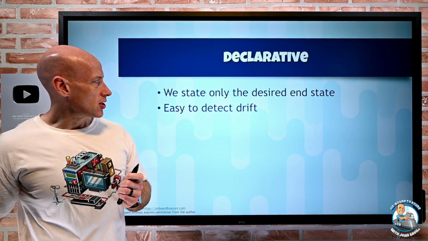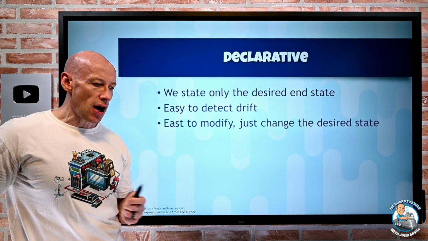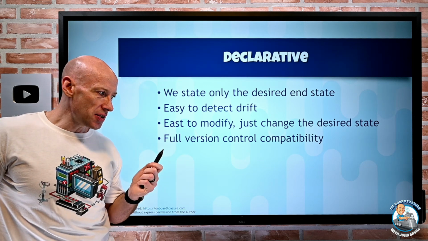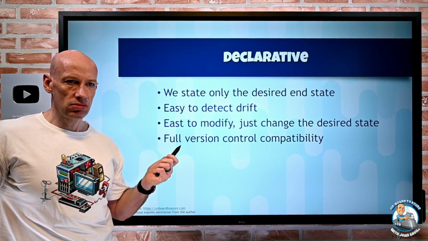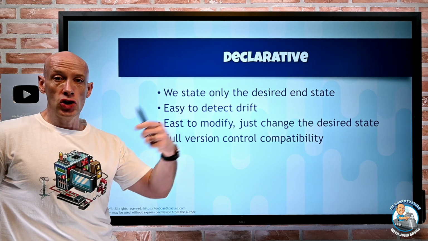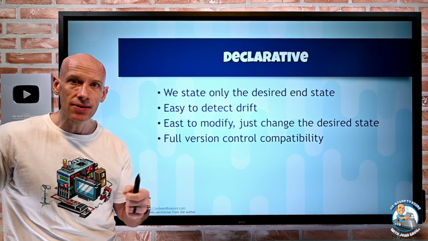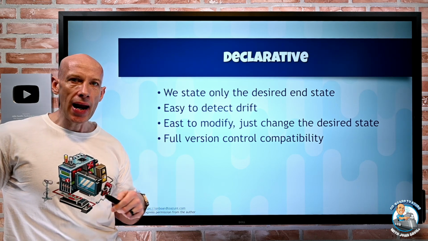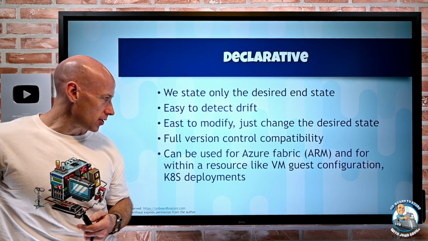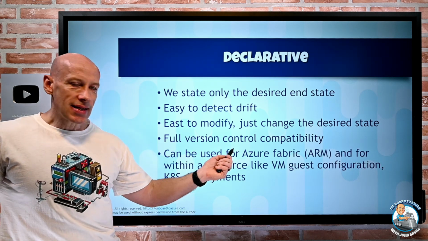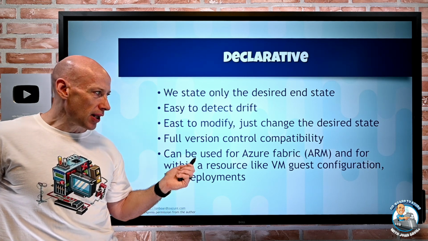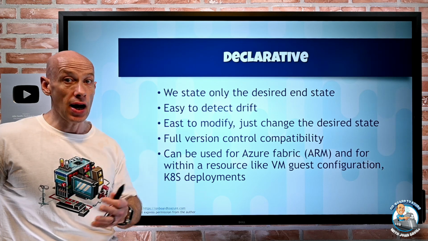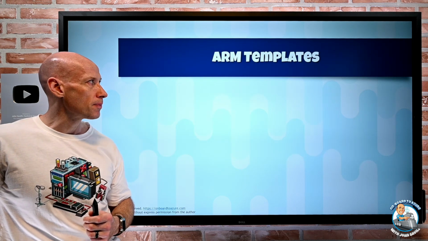We'll have a quick look at these actually. So they're easy to modify. I just change the desired state. I have full version control. Because it's a file and it's readable, I can check it into a version control system like Git. And we'll see this later on in this module. So it's very easy to track and see what's changed between the versions. And yes, as I mentioned, it's the Azure Fabric, but it also goes beyond that into guest configuration, into Kubernetes, Helm charts. They all work a similar way.